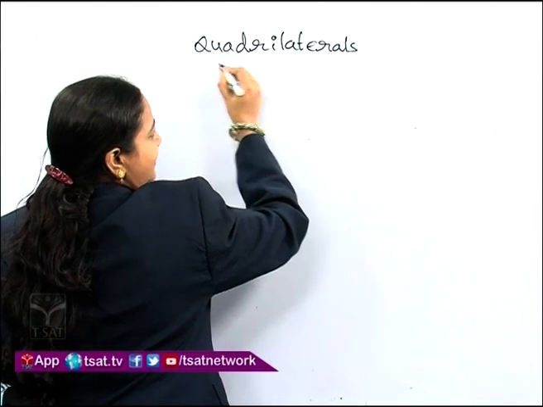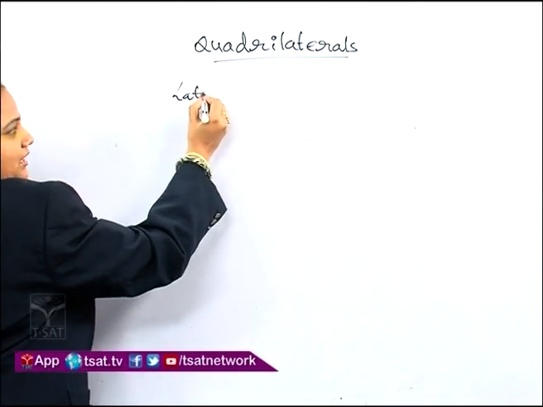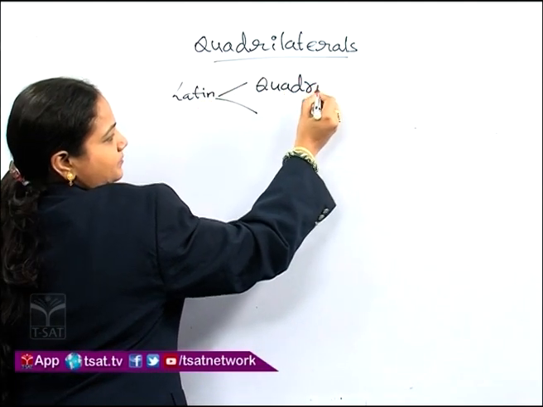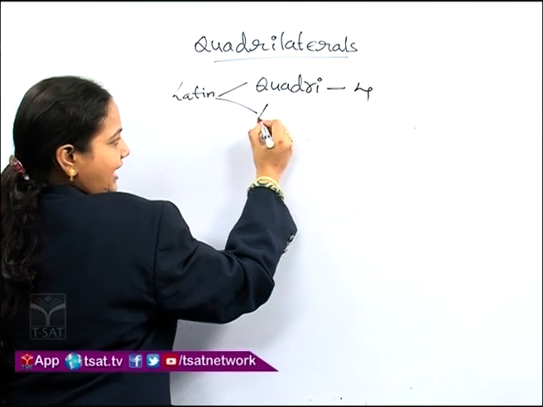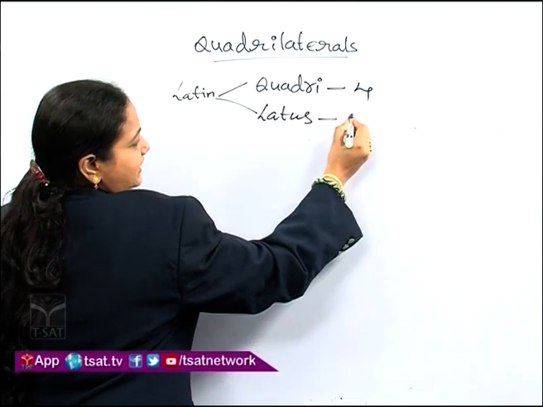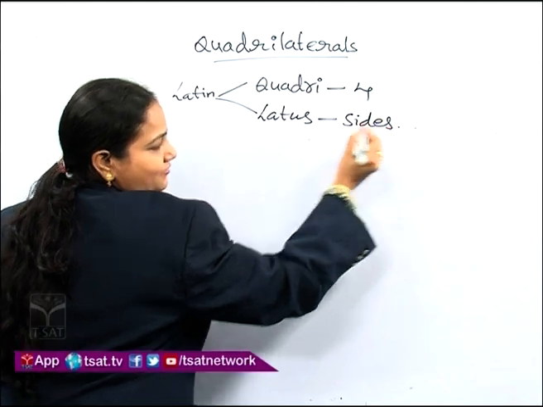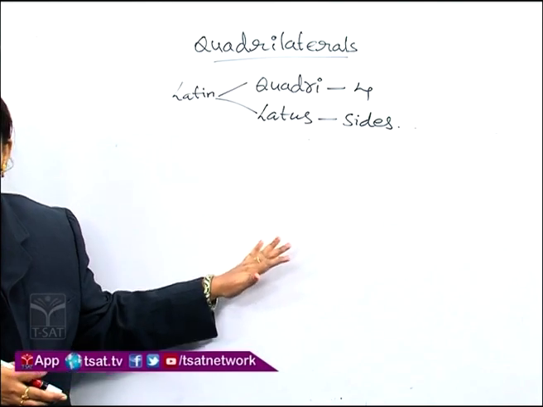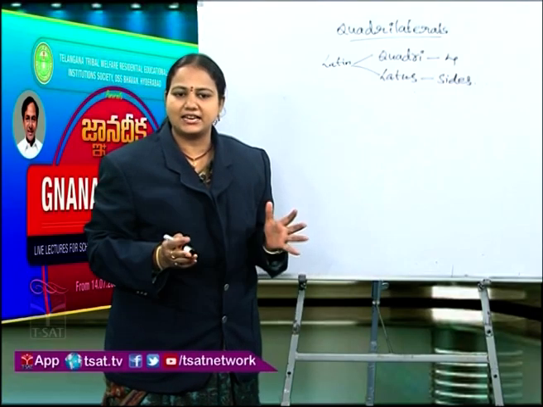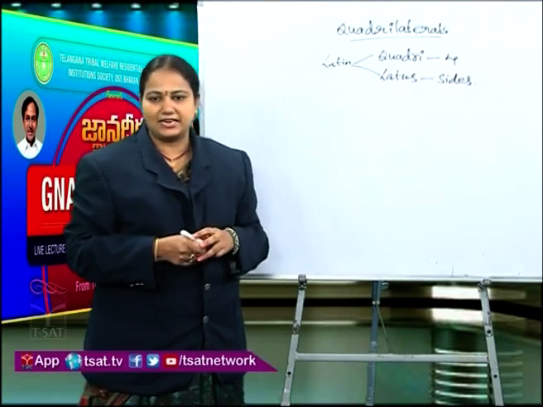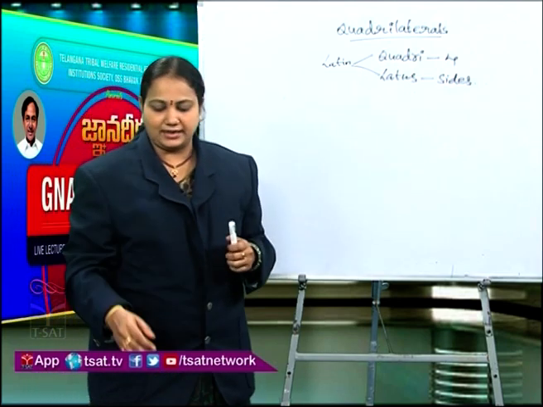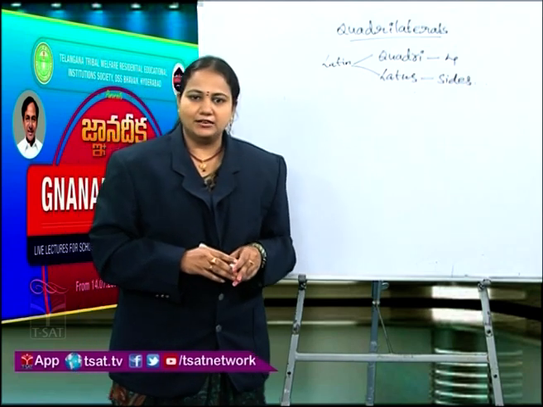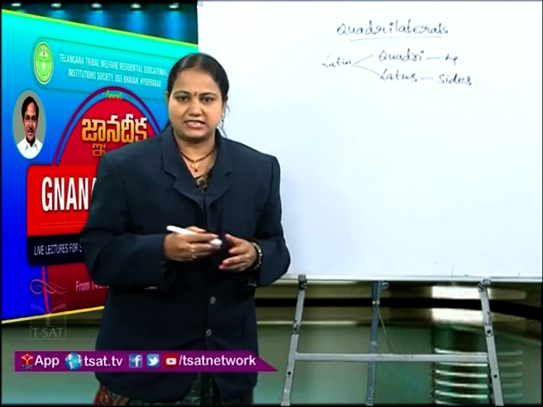Quadrilateral is a word derived from Latin. Quadri means four and lateral means sides. That is, these are all four-sided figures, and that's why they are called quadrilaterals. Today we are going to learn about what quadrilaterals are, the classification of quadrilaterals and the properties of quadrilaterals. Next, what is a polygon with four sides? A polygon with four sides is called a quadrilateral.